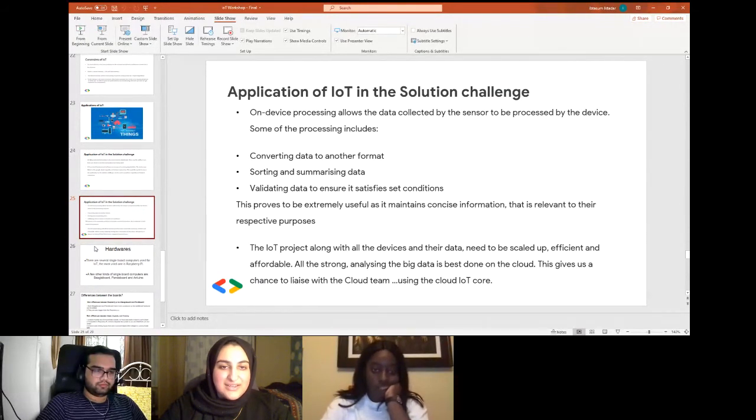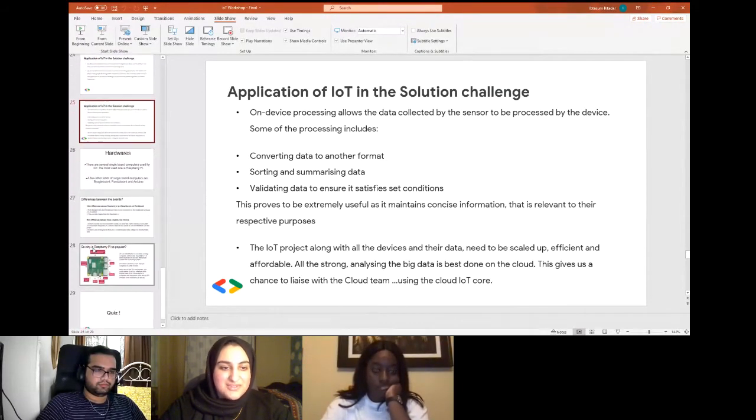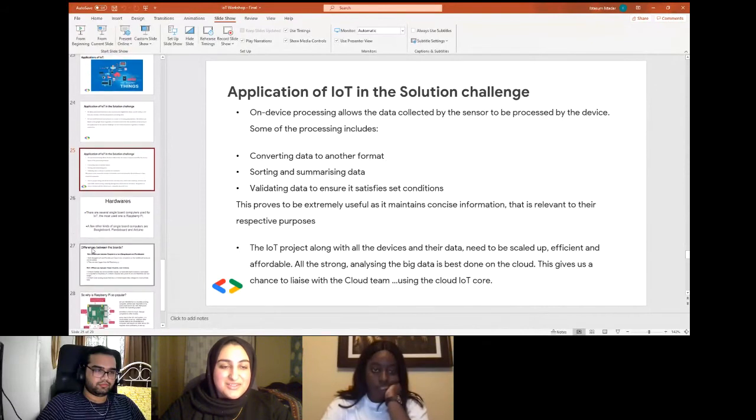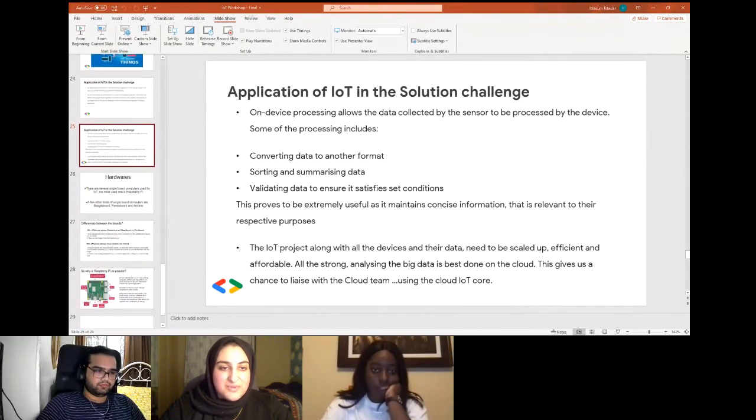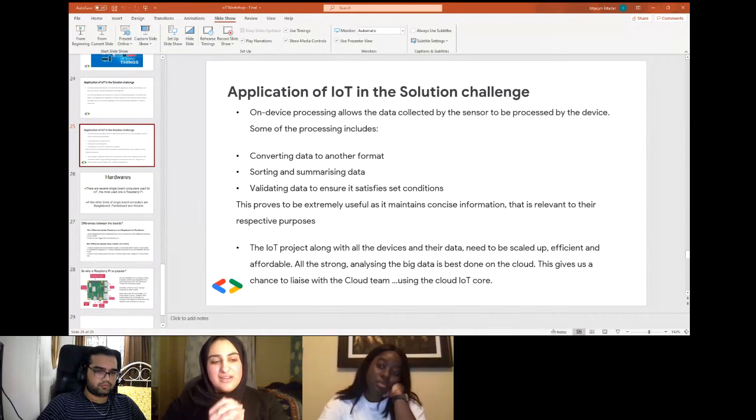So on-device processing allows the data collected to be filtered, as I was speaking through earlier. This could be converting data to another format, sorting and summarizing data, and validating data to ensure it satisfies conditions. This is definitely useful as it removes anything like human error, as you won't need a person to go through all this data, and it saves a lot of time.